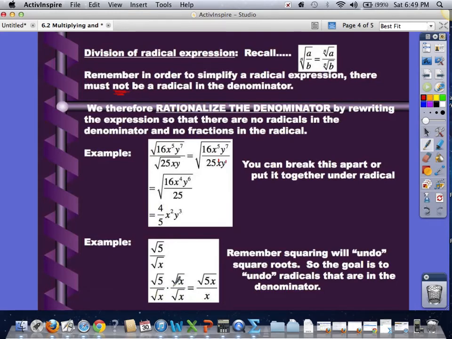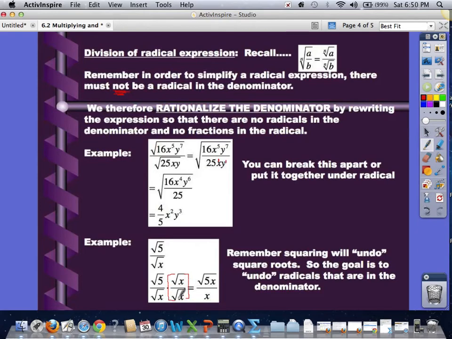Okay, so when you do that, whatever you do to the bottom, you must do to the top. So notice how I've got the square root of x over the square root of x. That's just making 1. That doesn't change my problem, which is the whole point. We're doing something so that we can manipulate those numbers so we can work with them. And multiplying by 1 will not change the original problem.